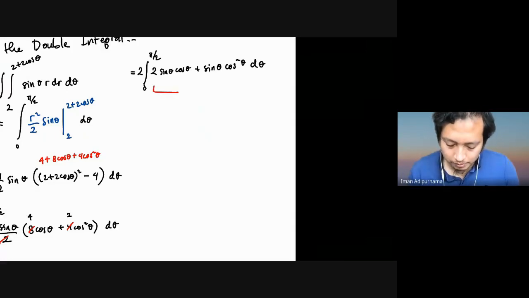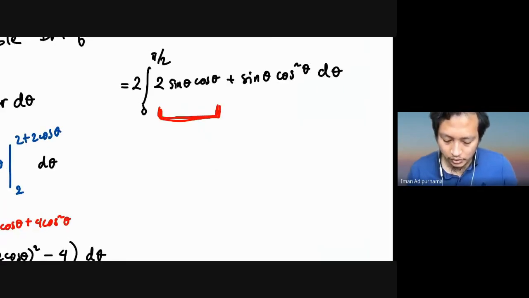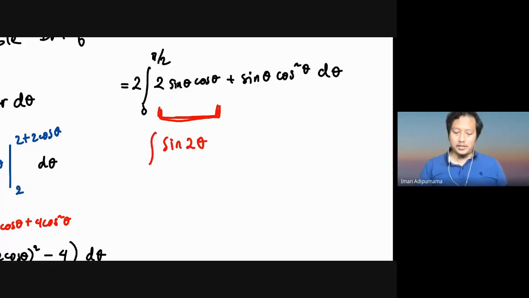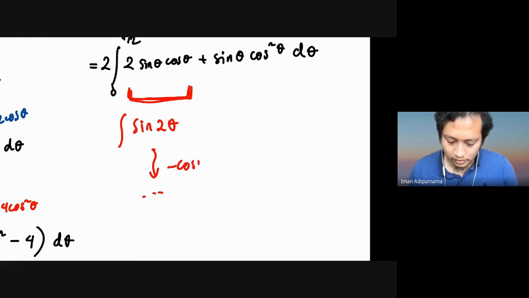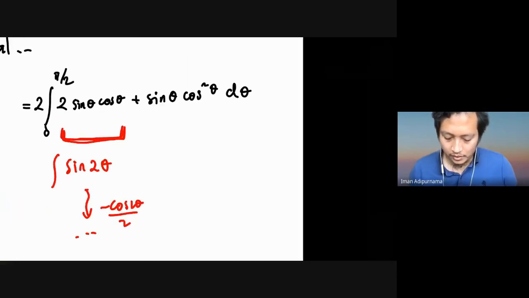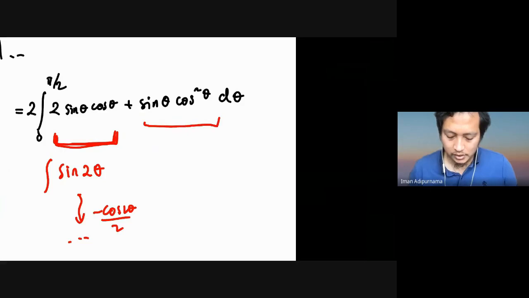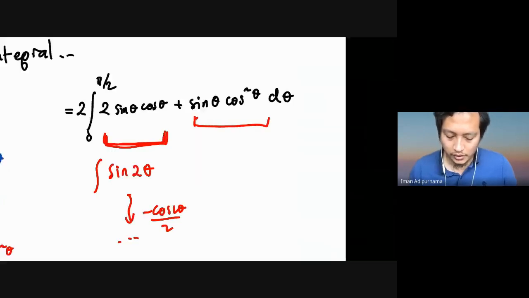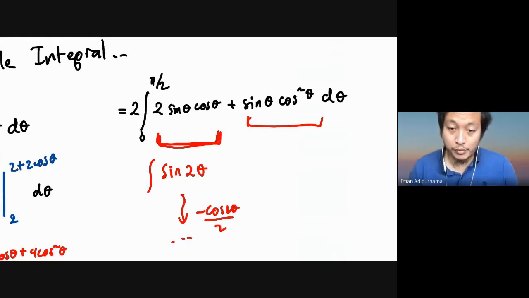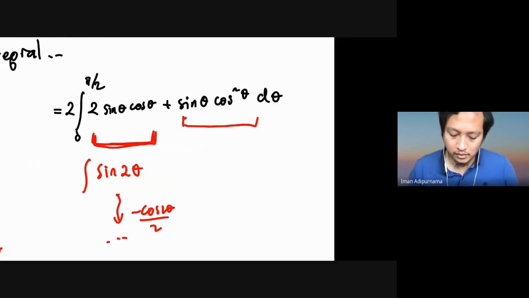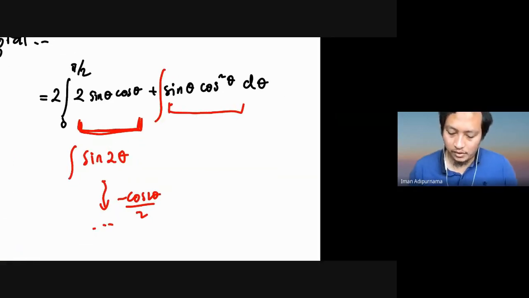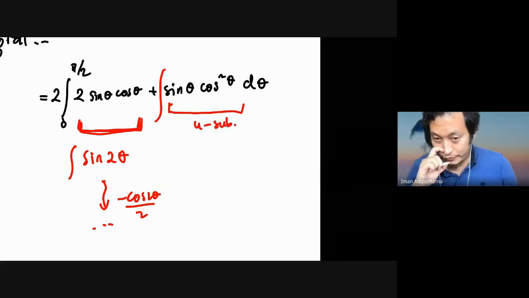Okay, this part, the first sine theta cos theta, you can write this as sine 2 theta, right? And you can integrate this easily, right? It will be negative cos 2 theta over 2. And the other part here, you can integrate separately and then combine at the end. So you can use the u substitution method, if you remember.